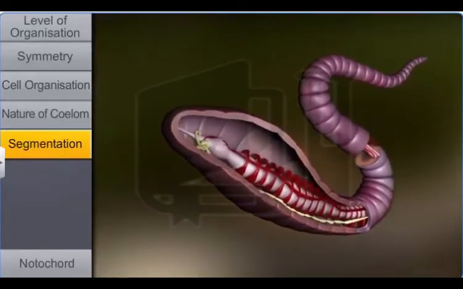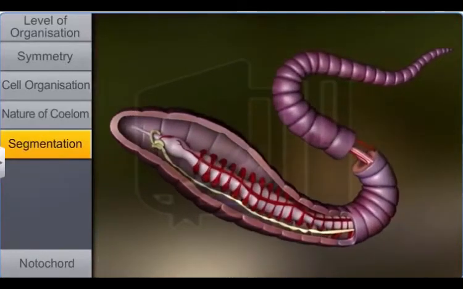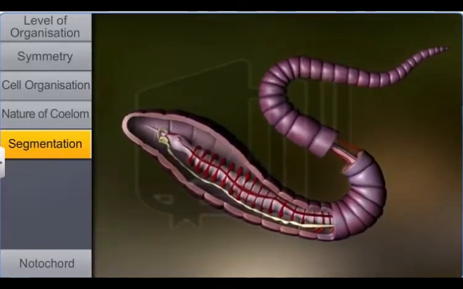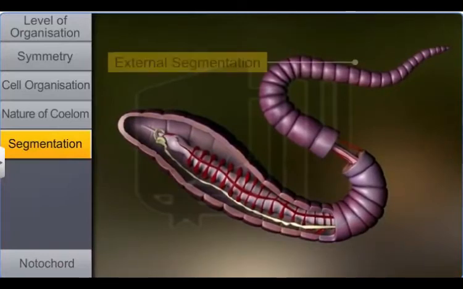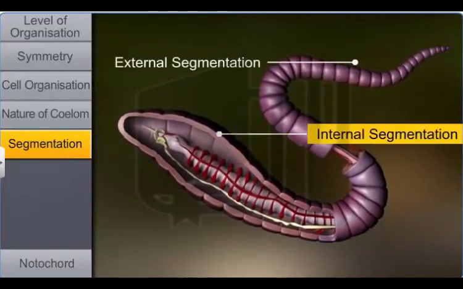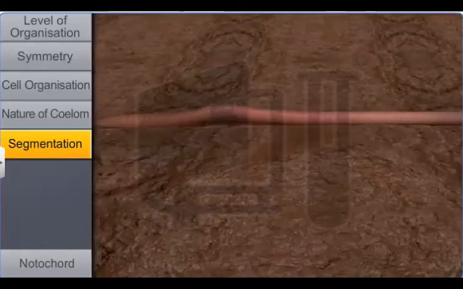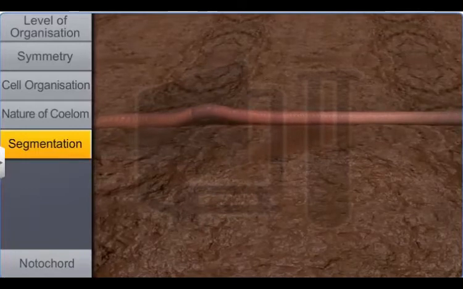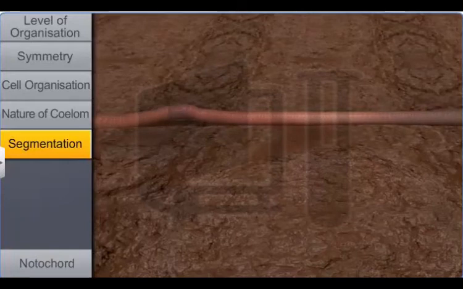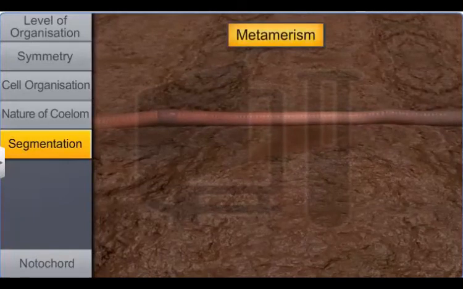Some animals are also classified on the basis of segmentation. The body of some animals can be divided externally and internally into segments. Sometimes, the segments in animals have serial repetition of some organs, which is seen in earthworms. This phenomenon is known as metamerism.